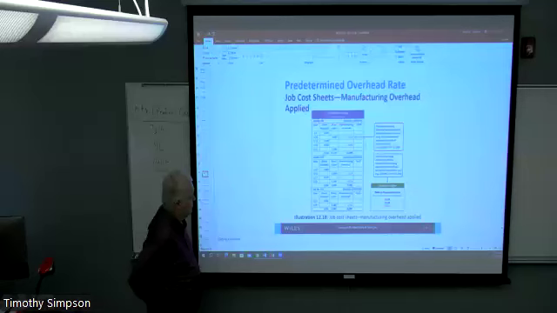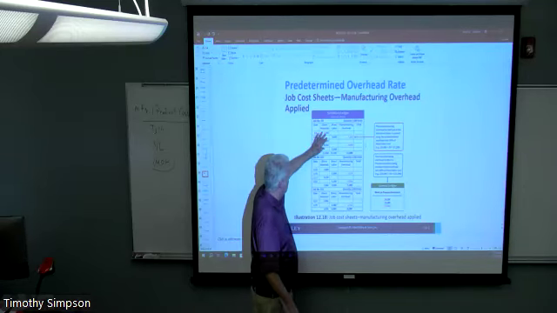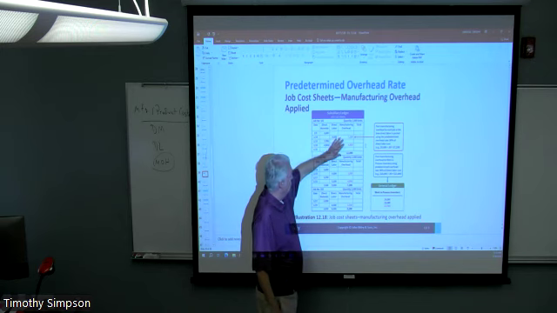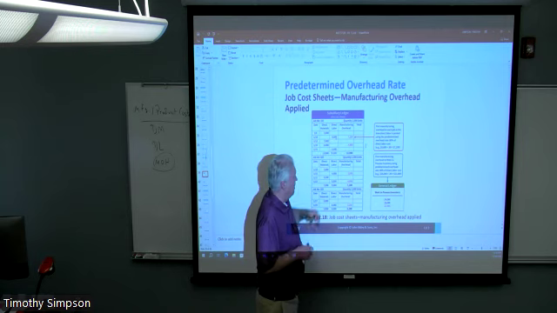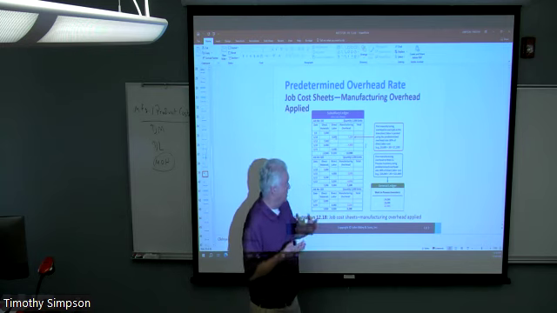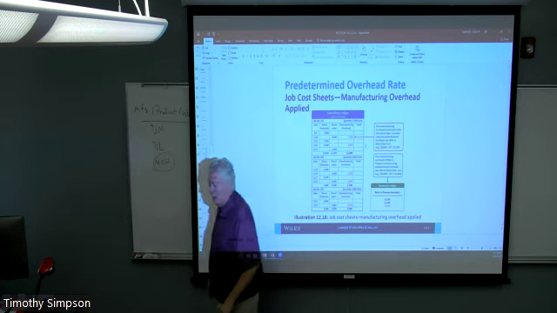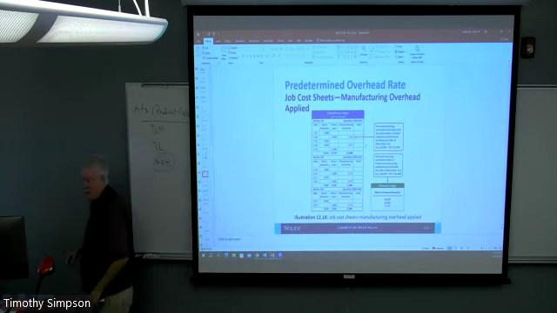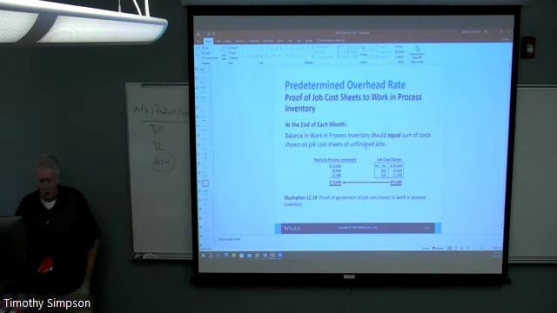And so as the work is being done, as we're recording information like direct materials and direct labor, we're also recording manufacturing overhead, but we're estimating manufacturing overhead. And that estimating process is called applying overhead, and it's called overhead applied. And what happens if we're wrong? Well, we'll get to that, and we expect to be a little bit wrong, and it's just the way it is.